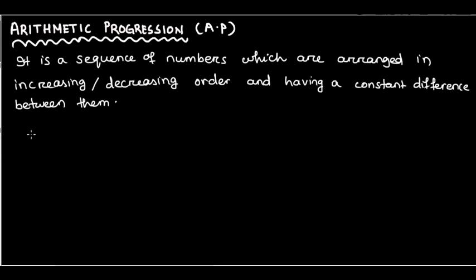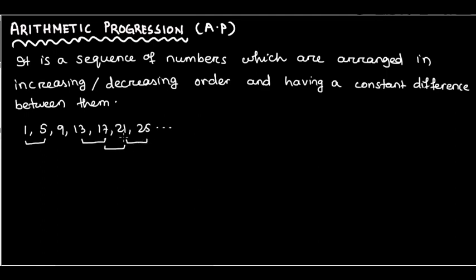For example, if I write a series of numbers like 1, 5, 9, 13, 17, 21, 25, then this series represents an arithmetic progression, because if you take any two consecutive terms, let me take the first and second term, what is the difference between the two numbers? The difference is 4. Similarly, take these two consecutive numbers 13 and 17, the difference between them is 4. Similarly, take 17, 21, the difference is 4. Take 21 and 25, the difference is 4.